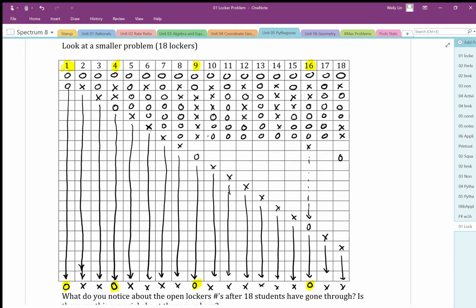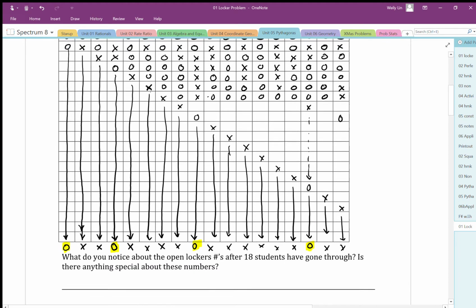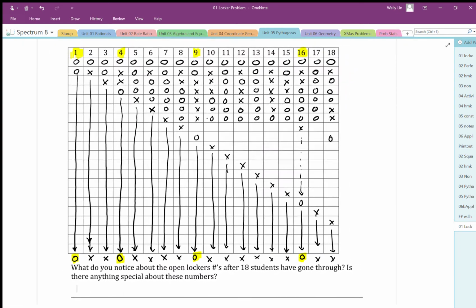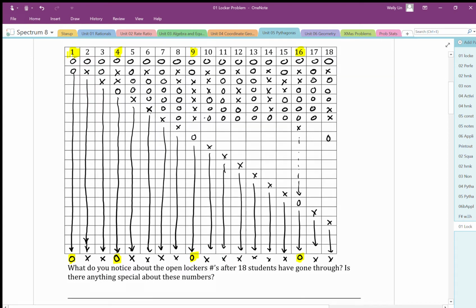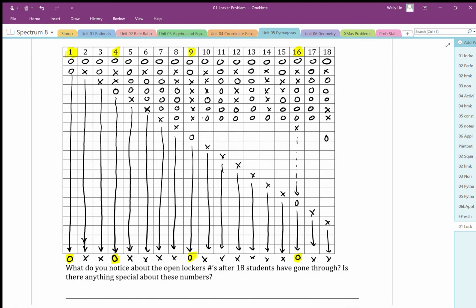So when we look at the results here, when we fill out the chart, we can see that the lockers that are left open are going to be the first locker. Okay, the next open locker will be the fourth locker. The next open locker will be the ninth locker. And the next open locker will be the 16th locker. Now, there are a few patterns in here, but the one that I really want you guys to recognize is that these four numbers are perfect squares.